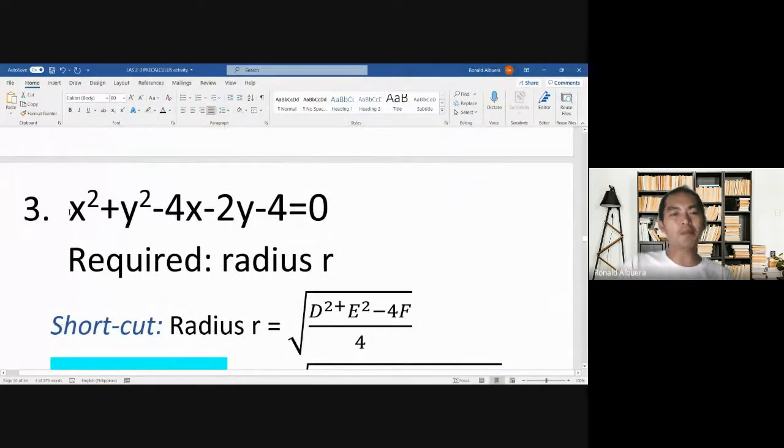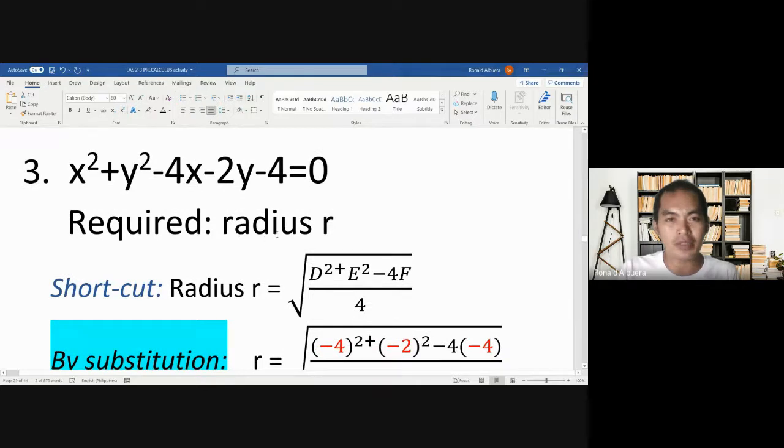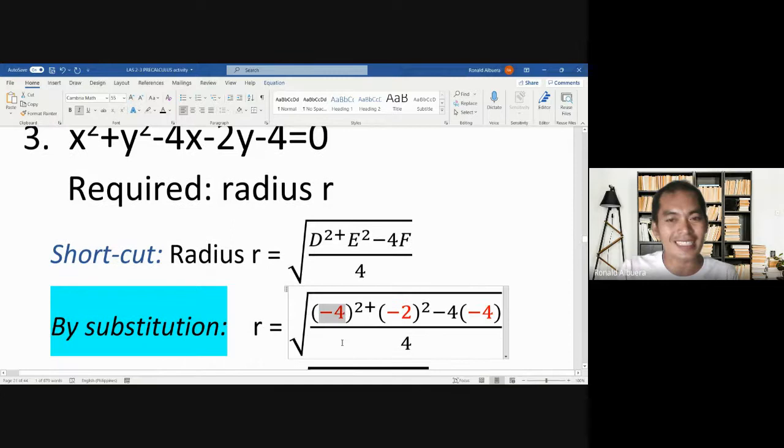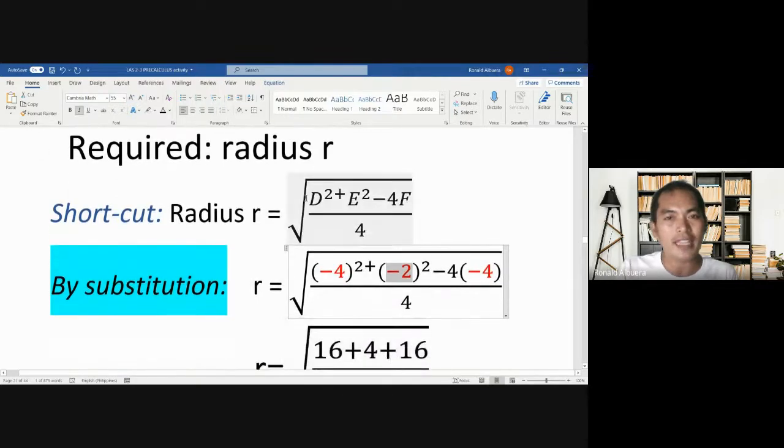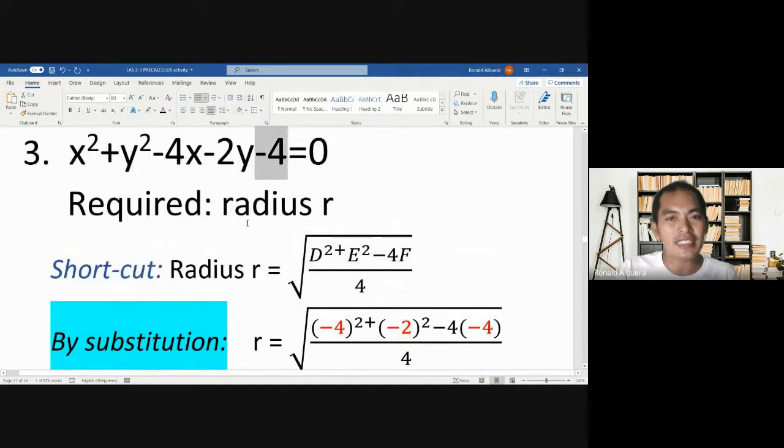Now, suppose that the given equation in general form of a circle is x squared plus y squared minus 4x minus 2y minus 4 equals 0. What is the radius? The same, you're going to substitute d, which is negative 4. So negative 4 squared is 16. Then e, which is negative 2. Negative 2 squared is positive 4. Okay. And f, which is negative 4.